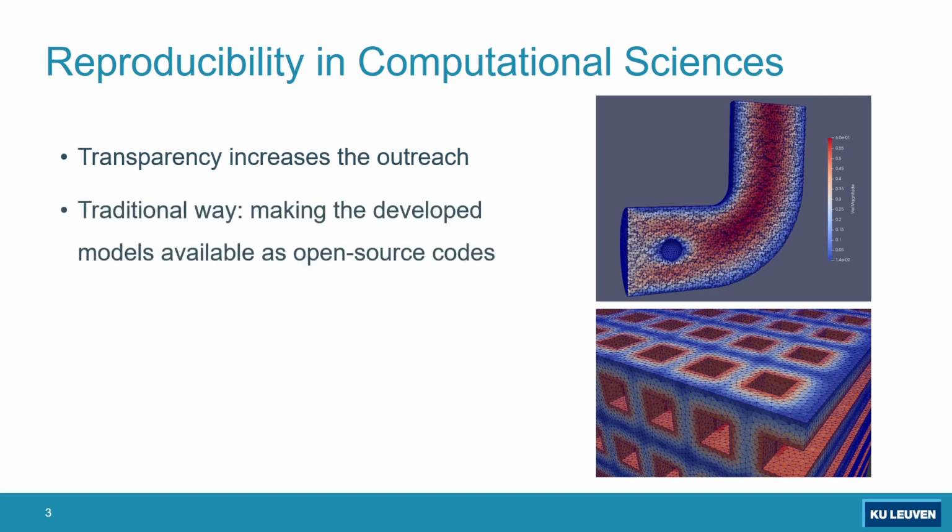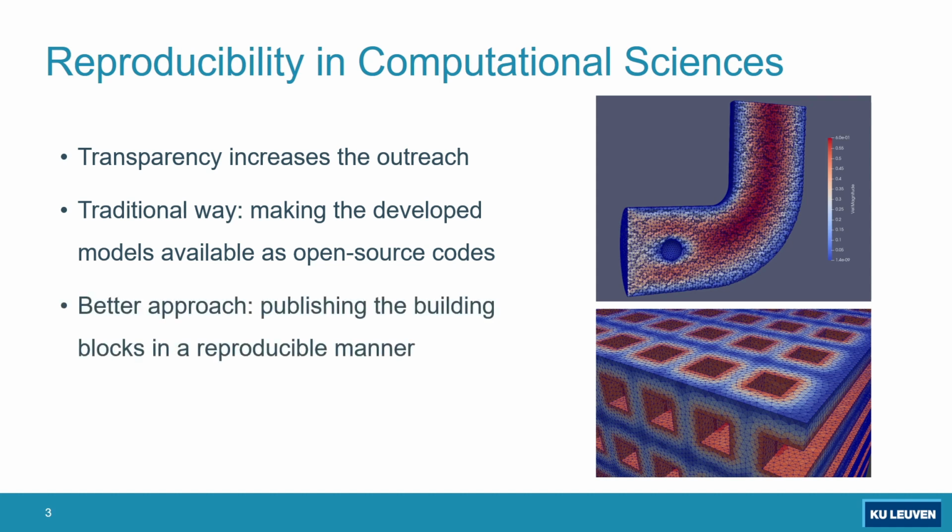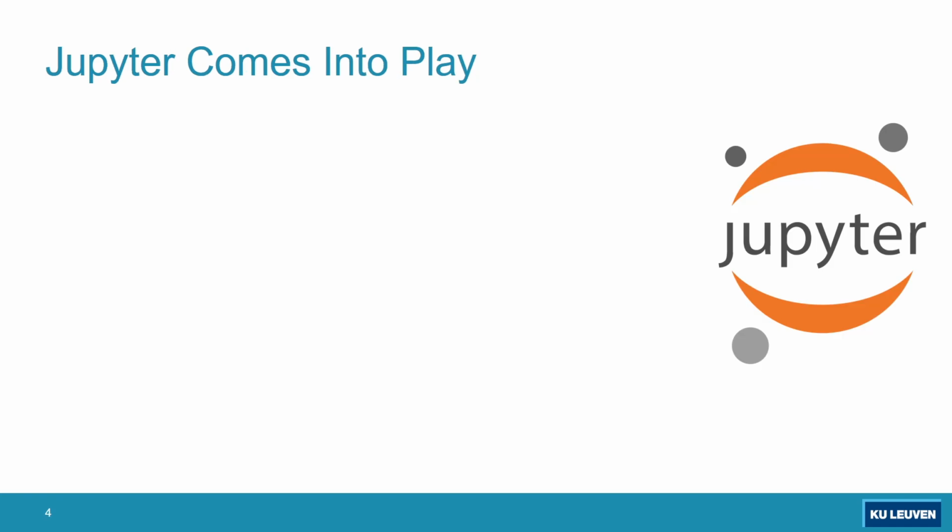The traditional way of making this possible is making the developed models and codes available as open source code with open source licenses, so people can grab the code and models and run them. But the more modern approach, and indeed a better approach, is publishing the building blocks of the research in a reproducible manner, so people get to know the details, the internal techniques and methods that the researchers have employed in their work. This is where Jupyter comes into play.